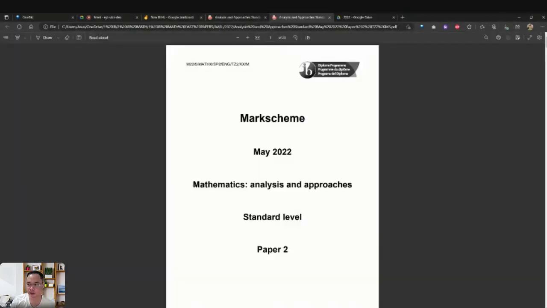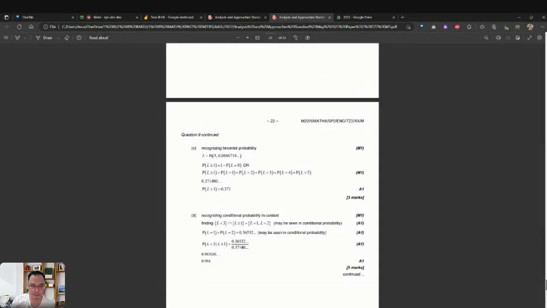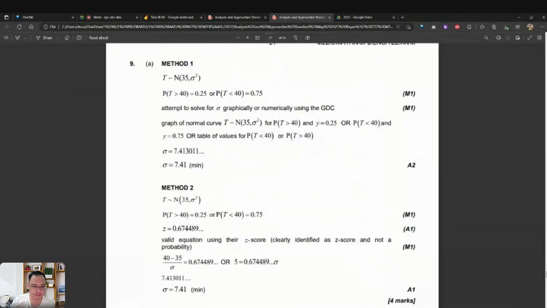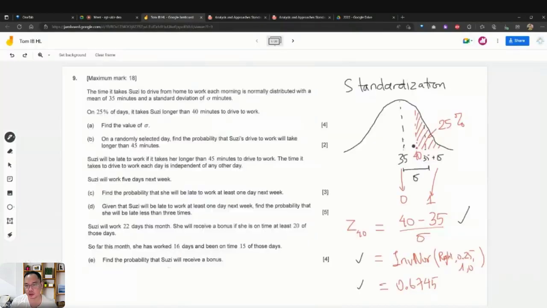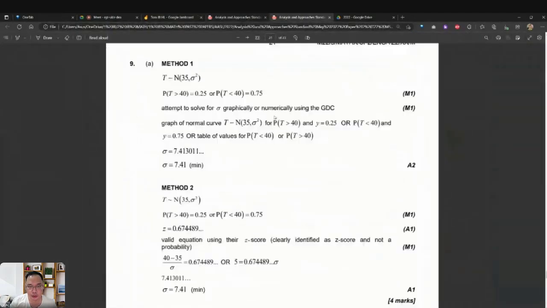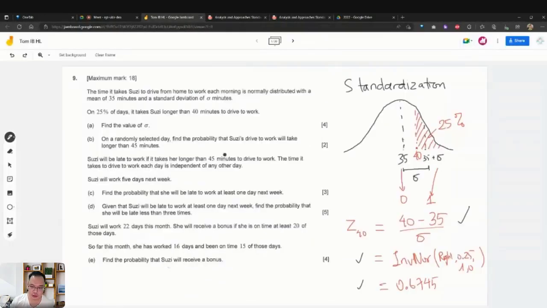So here, question 9. If they do not ask you to show the normal curve graphically, meaning this curve is called a graphical solution, you can use the GDC, of course. Okay, that is the solution. Do you want to do it again, or can we move to question B?